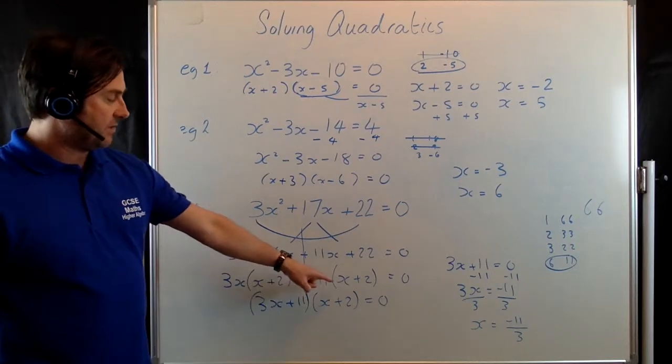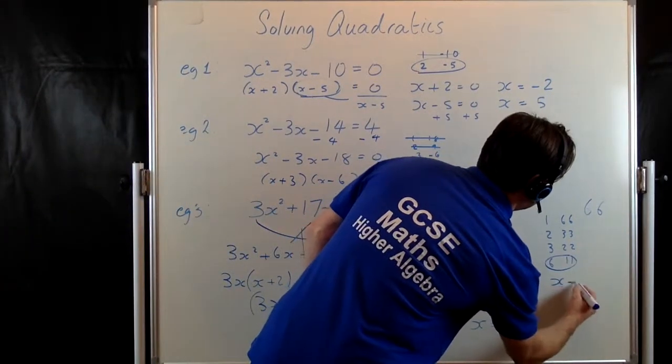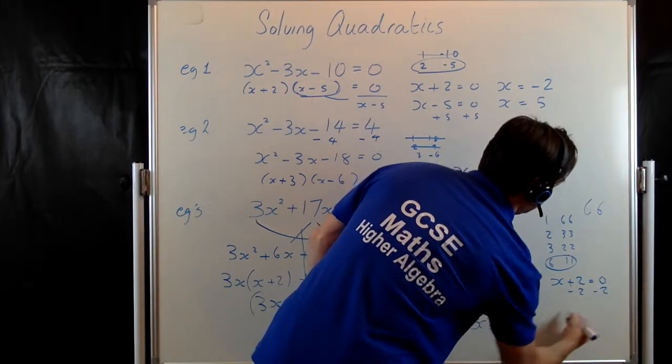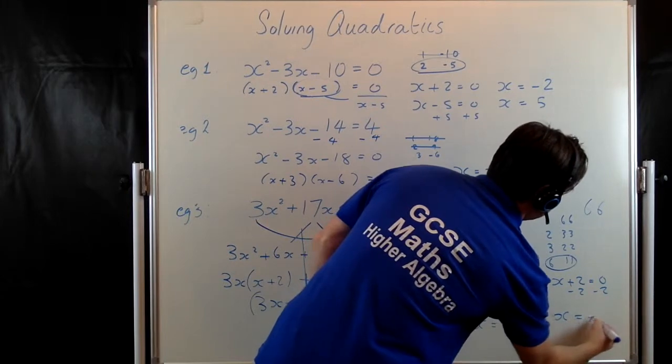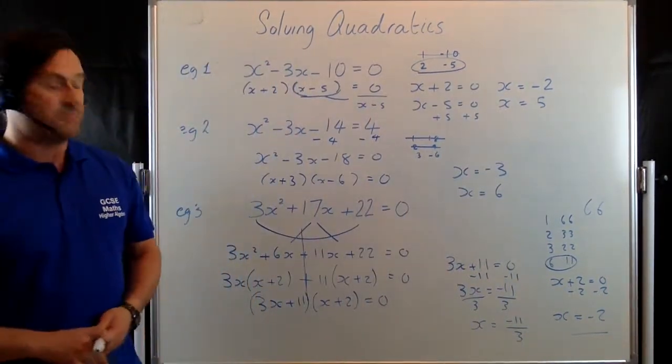The next one, I'm going to have x plus 2 equals 0. Well, that's just pretty straightforward because if x plus 2 equals 0, I take 2 away from both sides. So x will equal negative 2. And that's my final answer.